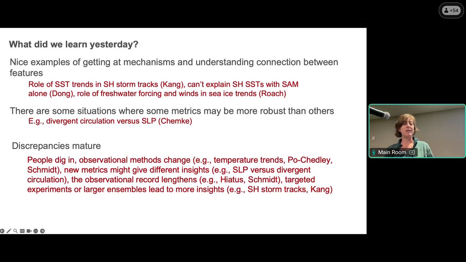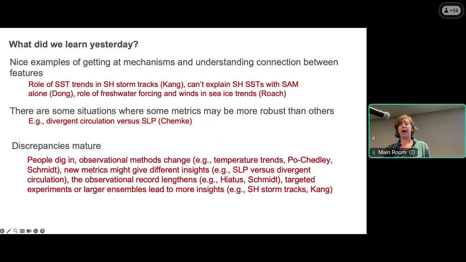And then we had a few examples where you could see that the discrepancies matured. That was particularly true in Gavin's talk, where you maybe come across a discrepancy and then dig in more and start to realize, oh, maybe the observations are not quite right. And then maybe new metrics give different insights. In some cases, the observational record just lengthens and you go out of there being a discrepancy. The hiatus is maybe an example of that.